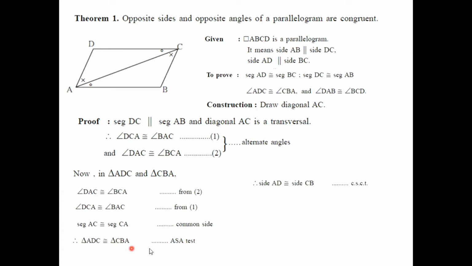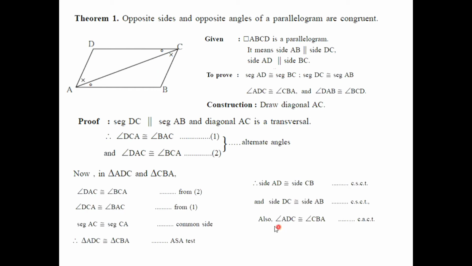Now, as we know, if two triangles are congruent, their corresponding sides are also congruent. So if we consider the side AD, its corresponding side is CB. So we can write side AD is congruent to side CB, as these two are corresponding sides of congruent triangles. Similarly, side DC is congruent to side AB, which are again corresponding sides of congruent triangles. So in this way, we have proved that two opposite sides of a parallelogram are congruent.